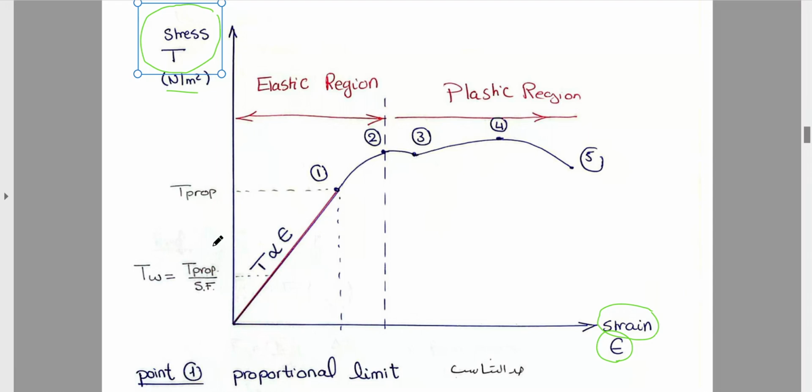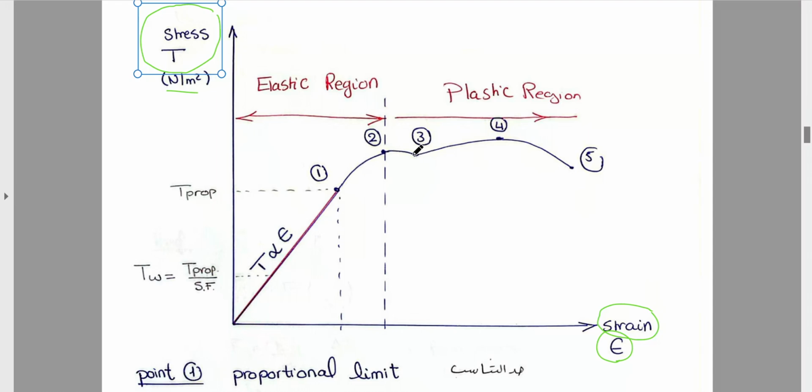If you apply stress on the rod, it will make strain proportional to it until point number 1. Point number 1 is called the proportional limit. This is the last point of proportionality between stress and strain. After this, the relation will not be linear. It will be curved like this. As you apply more stress, the strain is increased, but not in a linear relation. So we say that point number 2 is called the elastic limit point.